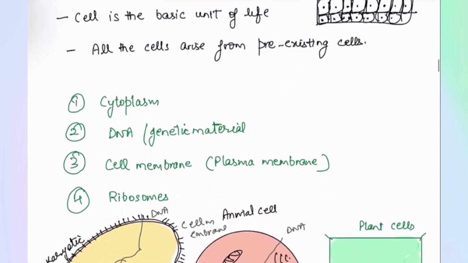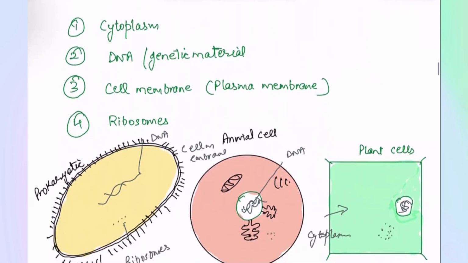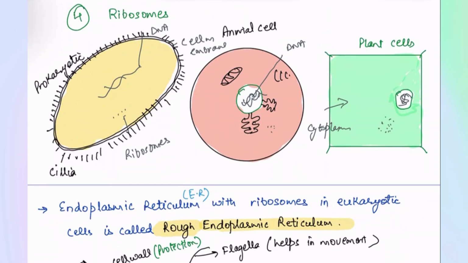Irrespective of whether a cell is unicellular, multicellular, animal cell, plant cell, prokaryotic or eukaryotic, all cells have four things in common: cytoplasm, DNA (genetic material), cell membrane, also called plasma membrane, and ribosomes. Cells are of two types, prokaryotic and eukaryotic. Prokaryotic cells usually include bacteria and archaea. They are mostly unicellular, and eukaryotic cells include animal cells and plant cells. Animal cells are spherical in shape, and plant cells are cuboidal.